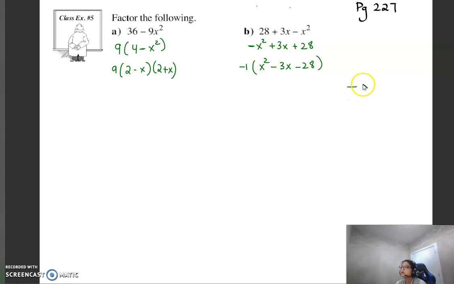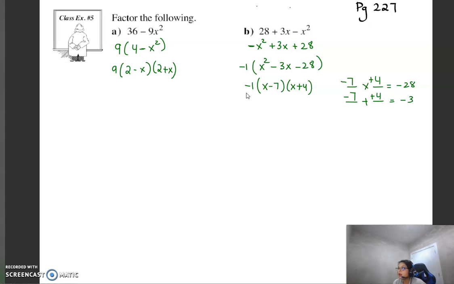We can now look for two numbers that will multiply to become -28, but will combine to become -3. Okay, so the numbers that would work are 7 and 4, because they multiply to become 28, but we need to figure out the signs. So -7 and a +4 would work for both of them. And that becomes our factors, x minus 7 and x plus 4. And -1 will stay out because that was our GCF.